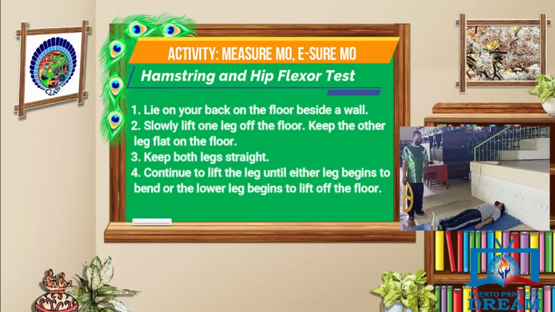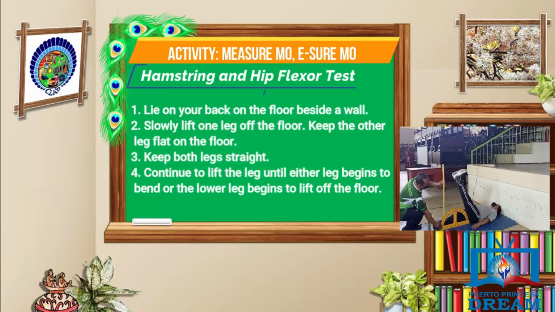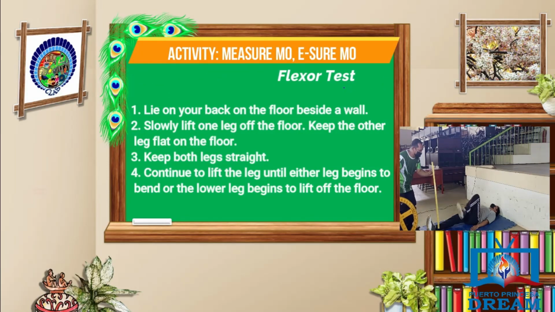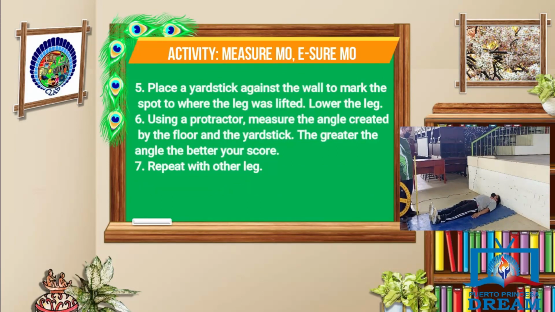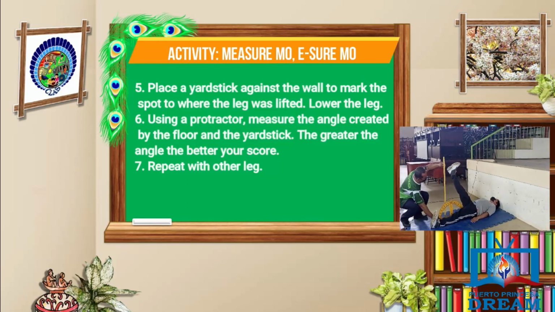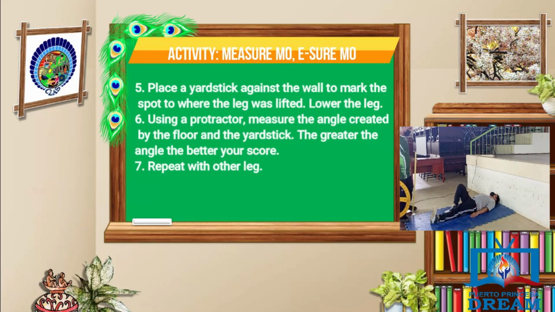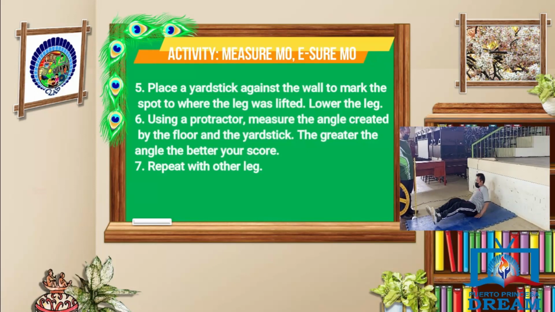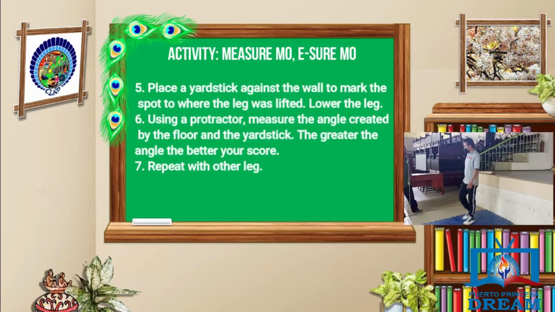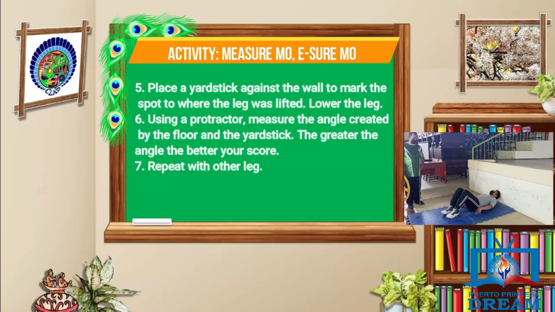Number 4, continue to lift the leg until either leg begins to bend or the lower leg begins to lift off the floor. Number 5, place a yardstick against the wall to mark the spot to where the leg was lifted, and then lower the leg. Number 6, using a protractor, measure the angle created by the floor and the yardstick. The greater the angle, the better your score. And number 7, repeat with other leg.